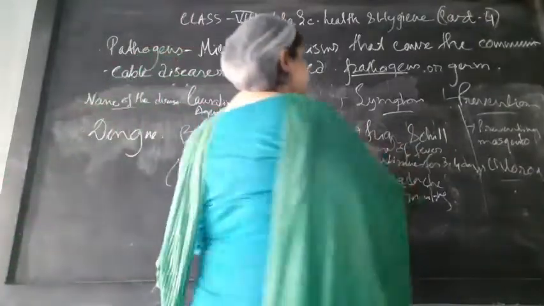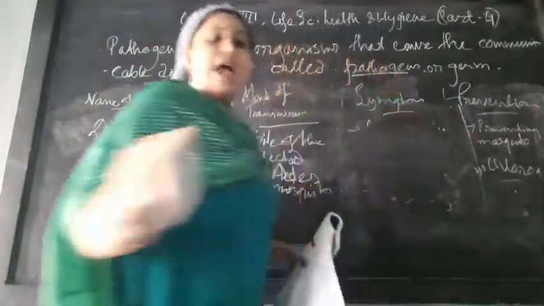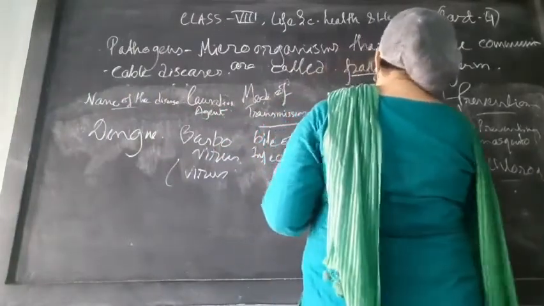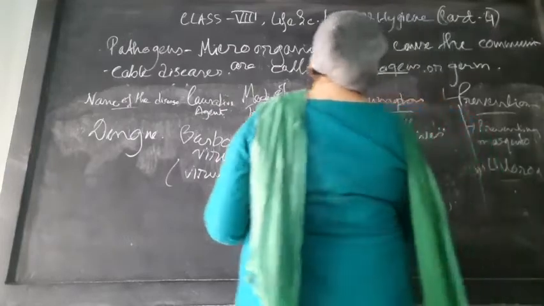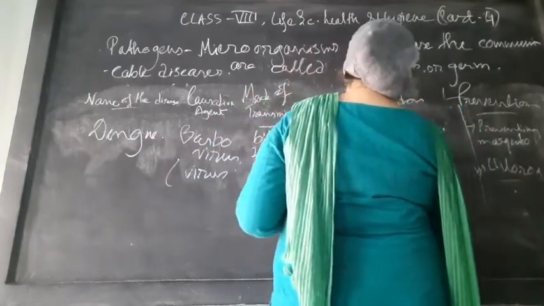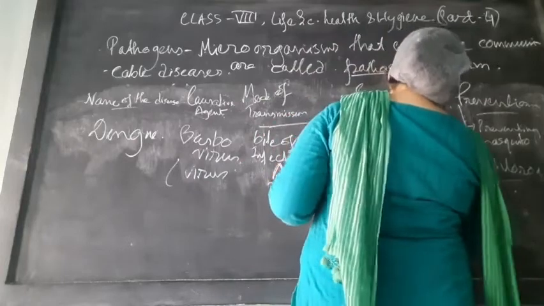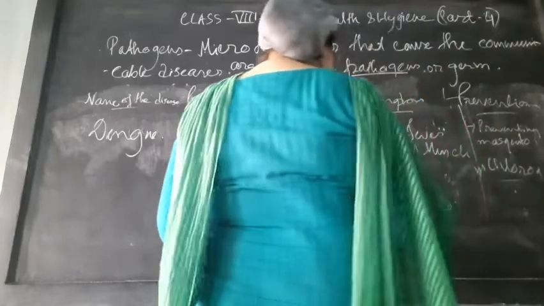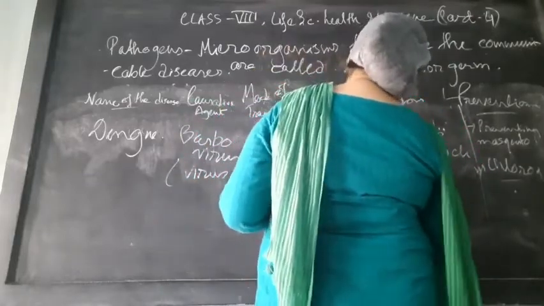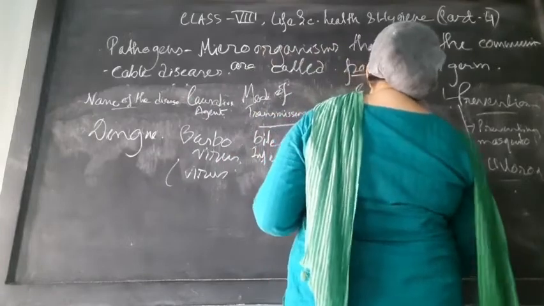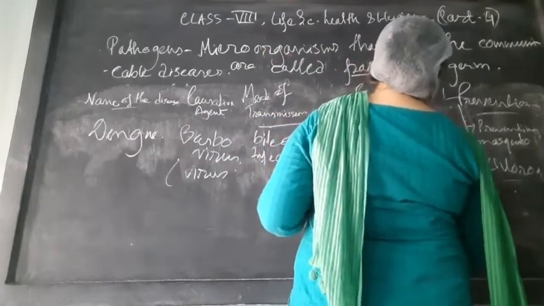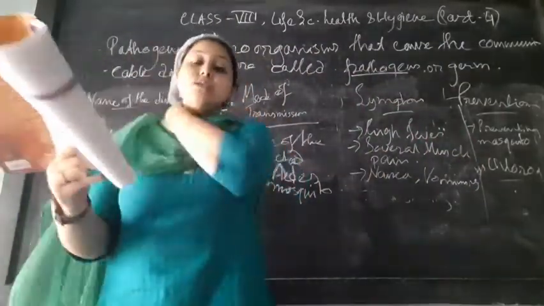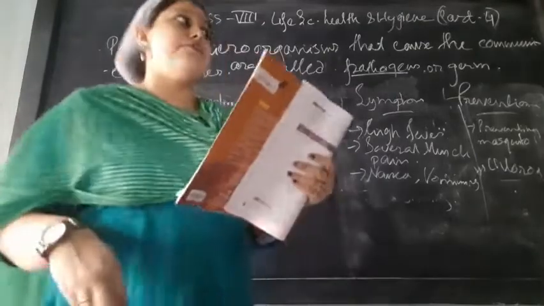Okay, here for the symptoms: high fever and severe muscle pain. Also, nausea and vomiting are common. Nausea means the feeling to vomit. Okay, they are very common. The platelet count goes down rapidly.